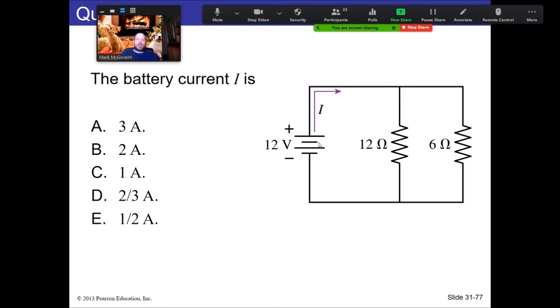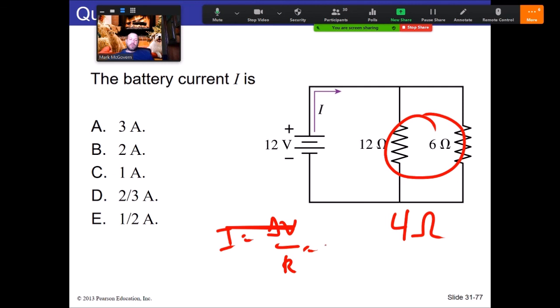In this example here, we have a 12 and a 6 in a parallel configuration. Let's figure out what the equivalent resistance is there. 1 over 12 plus 1 over 6. Flip that. So these two here apparently have an equivalent resistance of 4 ohms. And so that means the current that's being generated here, delta V over R, is 12 over 4, or 3 amps. That's what's coming out of the battery here.